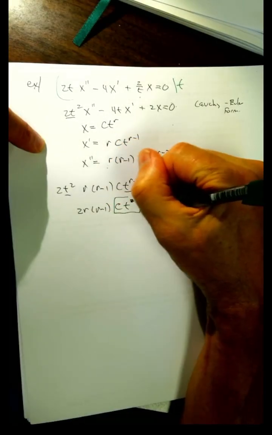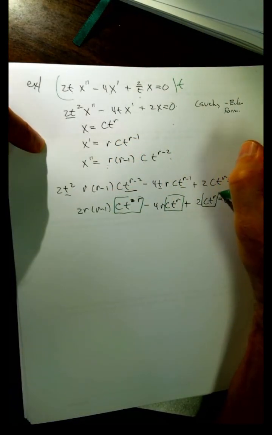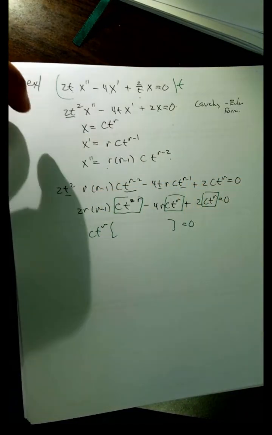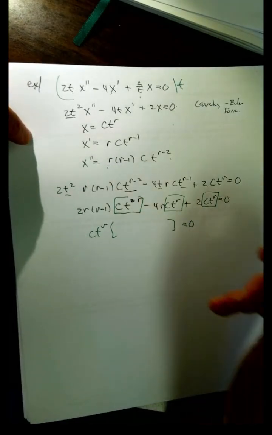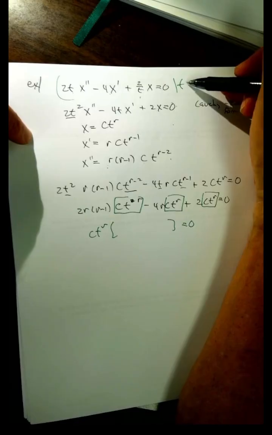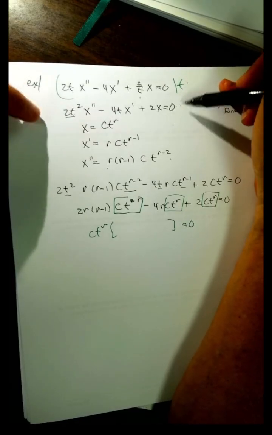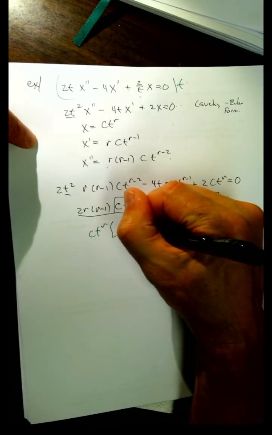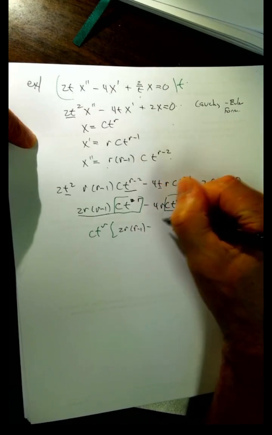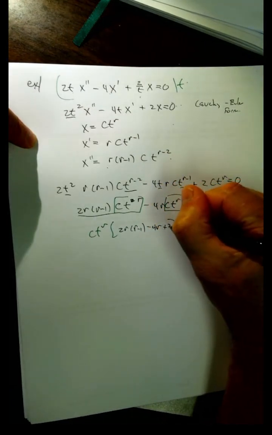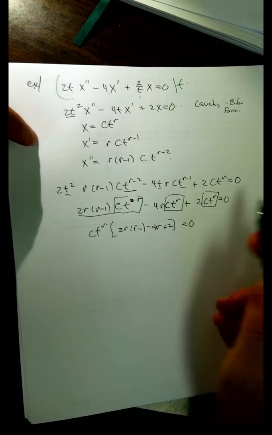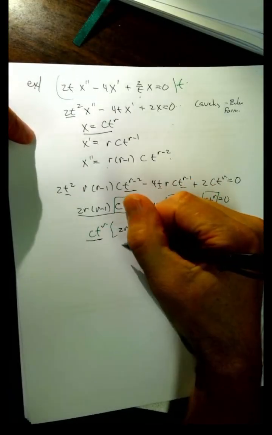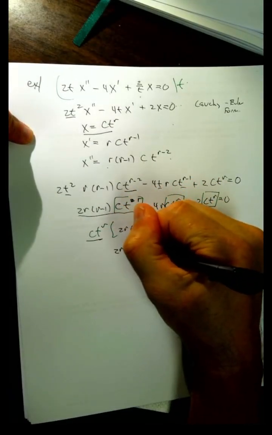Now I notice I've got a c t to the r in every term, so I can factor that out. If you get to here and you cannot factor out a c t to the r, you did something wrong somewhere. You may have not recognized this correctly, or you made an algebra mistake somewhere else. So if I factor those terms out, I have a 2r times r minus 1, here I have a minus 4r, there I have a plus 2. This is my assumption from my original equation. I'm assuming that c t to the r is not identically 0. So that means everything else has to go to 0.